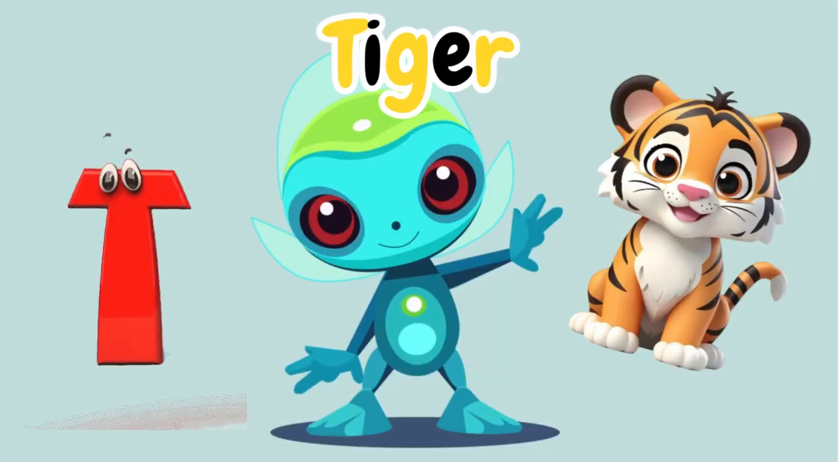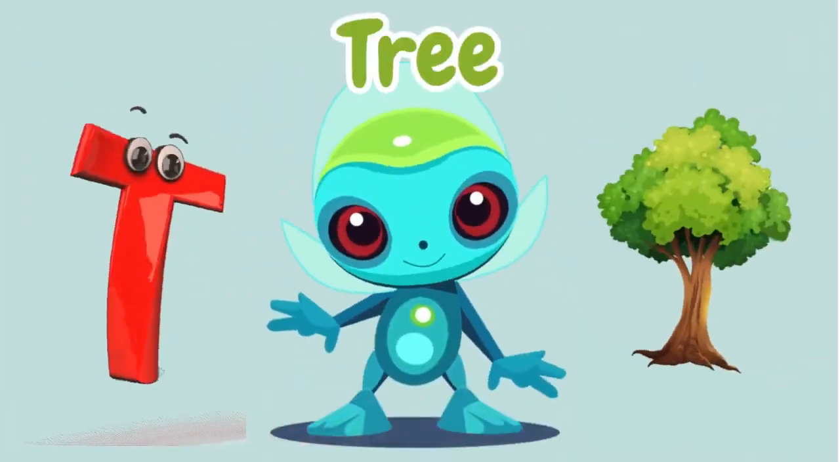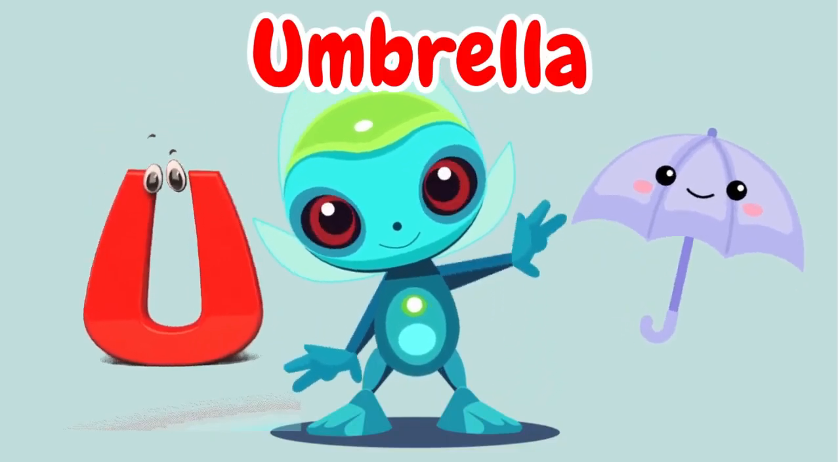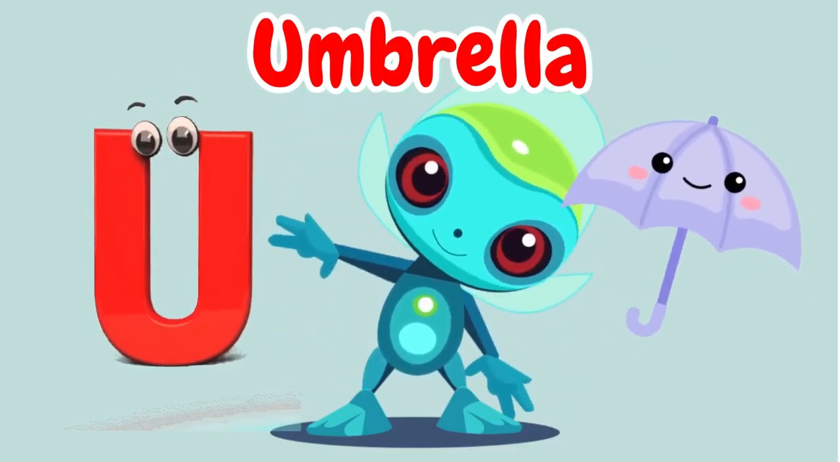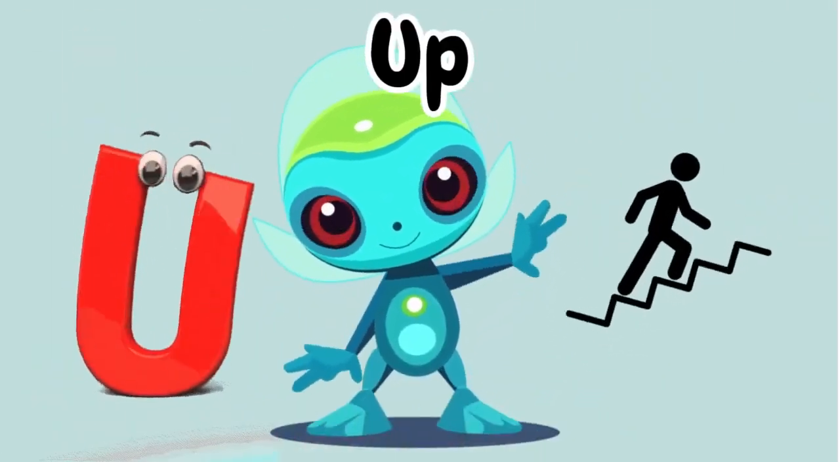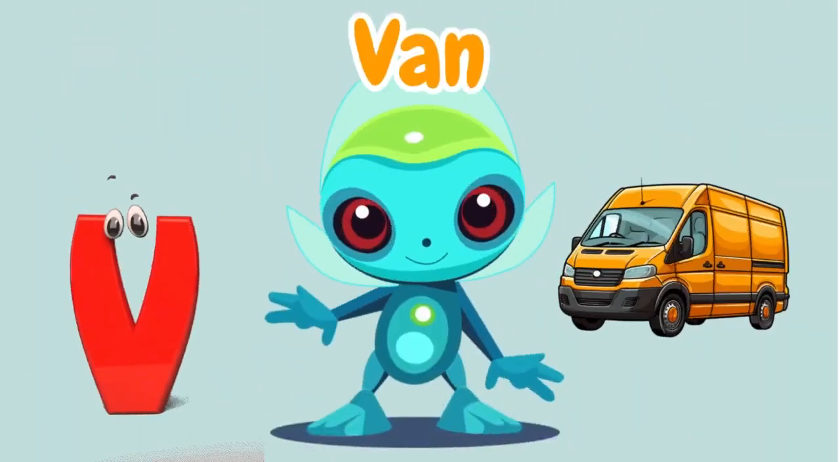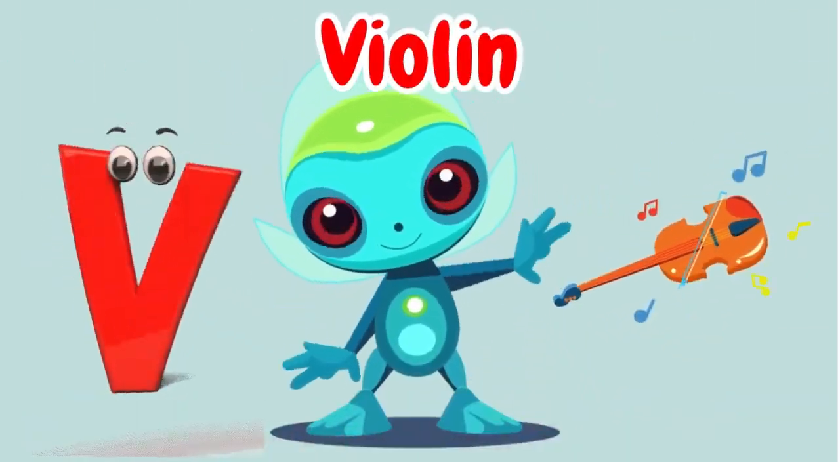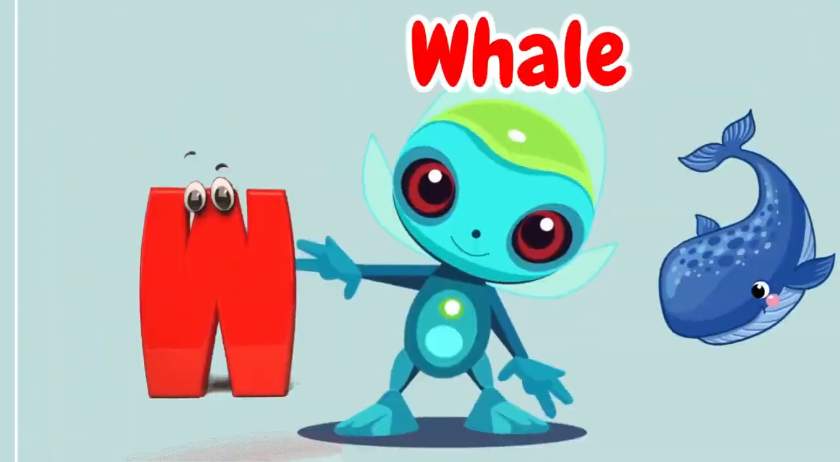T is for tiger, tiger. T is for tree, tree. U is for umbrella, umbrella. U is for up, up. V is for van, van. V is for violin, violin.